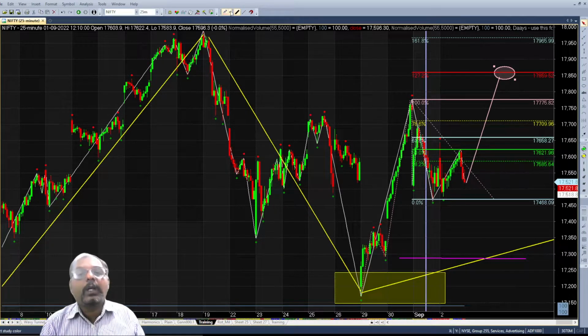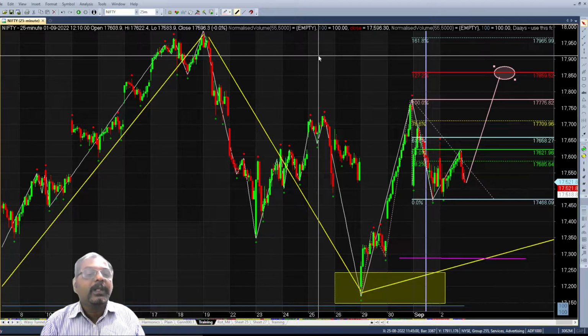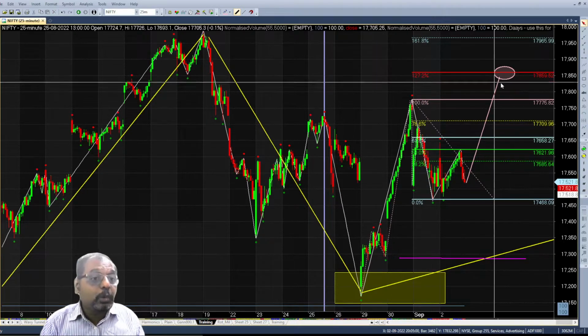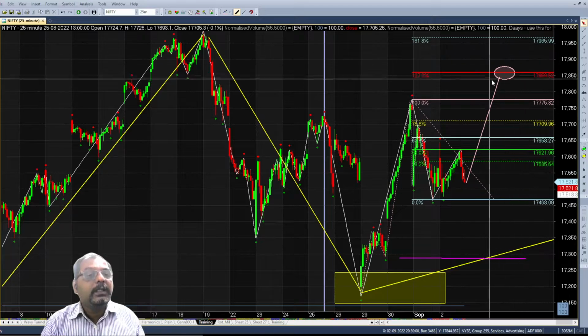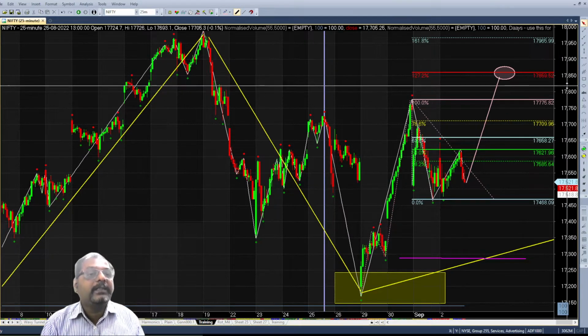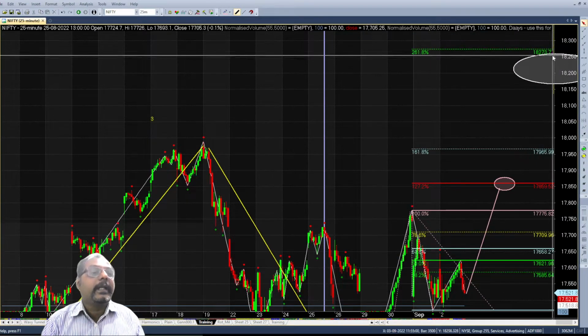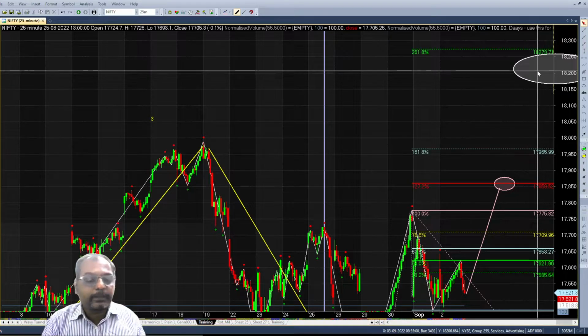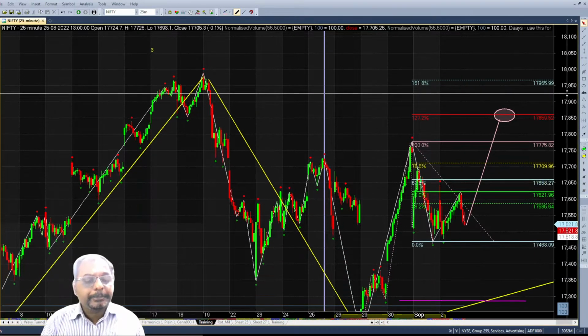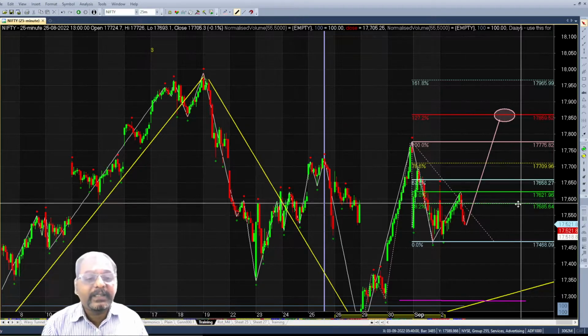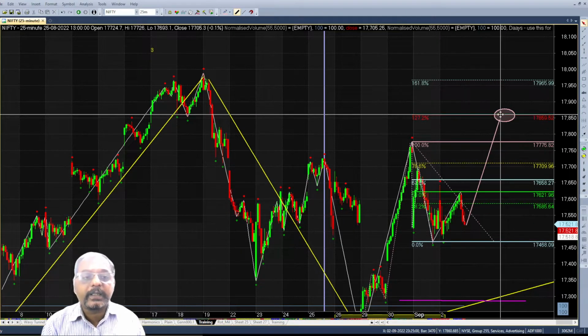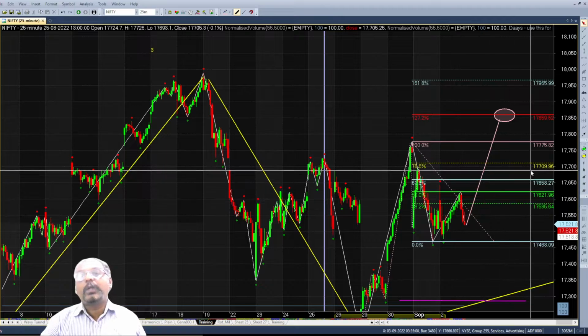Okay, so now what I'm telling you is that there are two targets that I want to be working on: 17,850, and the second target is here, 18,200 levels. So these are the two targets that we are going to be looking at, and markets don't go in a single direction, right? It will go up and down, up and down. So now, if my expectation is that from here markets are going to go up, what would I do?